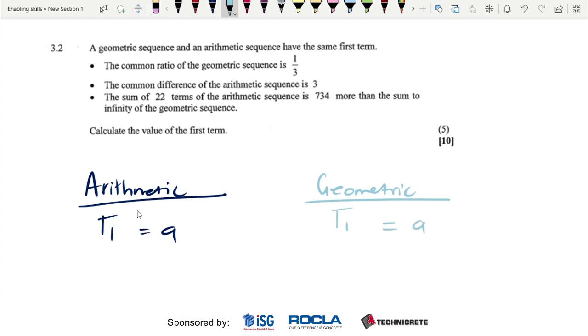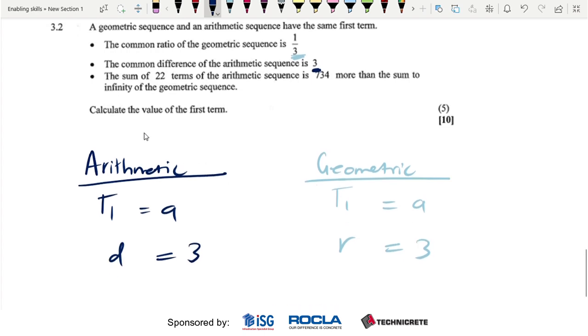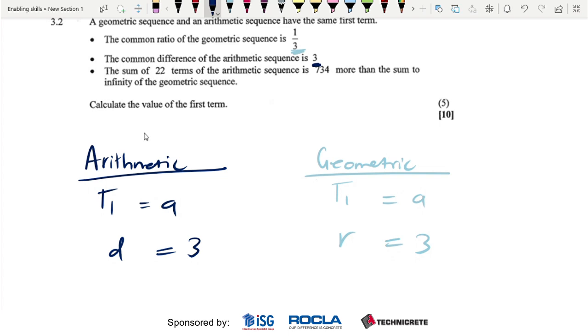We're told that the common ratio for the geometric sequence is 1 over 3. The common ratio is given as r, so r is equal to 1 over 3. The common difference for the arithmetic series is given as 3, so d is equal to 3 for the arithmetic series. We're told that the sum of 22 terms of the arithmetic series is 734 more than the sum, so it's plus 734, then the sum to infinity of the geometric sequence.